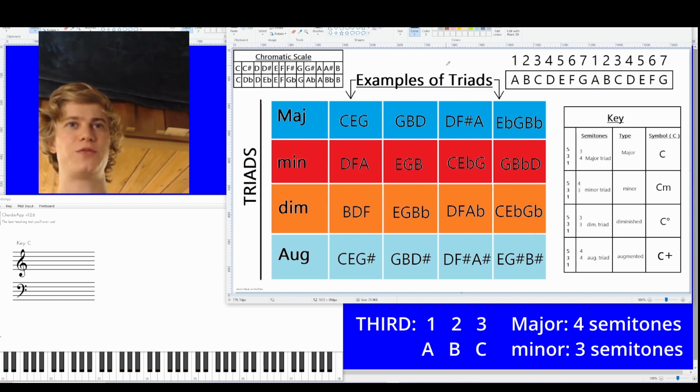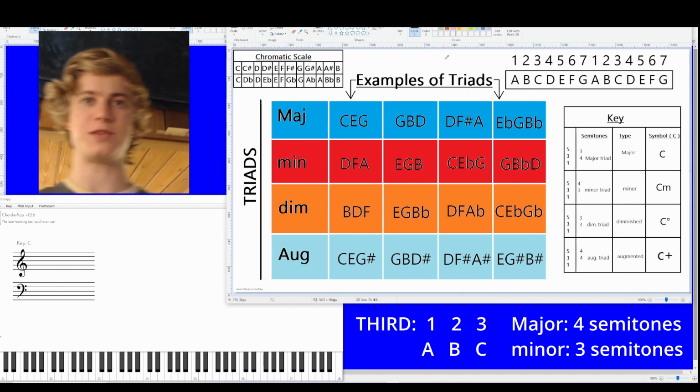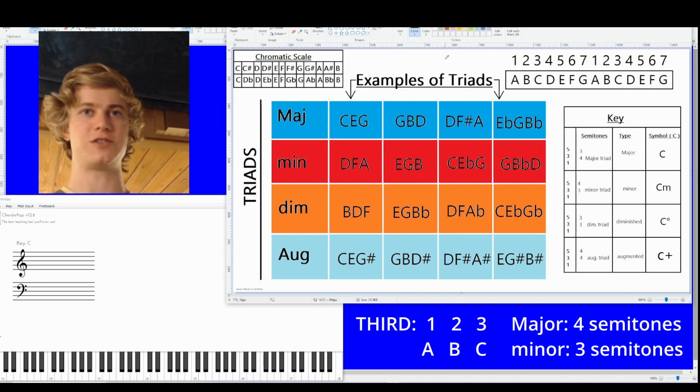So now that I went over the simple ones, I'm going to quickly go over some of these ones with more flats and sharps, just to kind of show you how simple it is. And nothing's really too difficult here. It's all the same thing, just using different notes is just the best way to look at it.